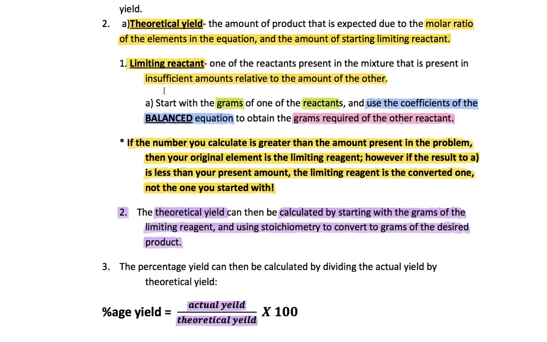The other method of doing this is to look at the moles. You're going to do the mole ratio of each reactant to the product, and whichever one has the lowest mole ratio will be the limiting reactant. I will go over both methods in my example videos, so make sure you check those out. More importantly, practice, practice, practice.